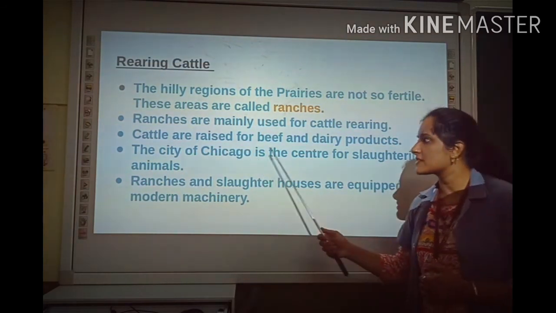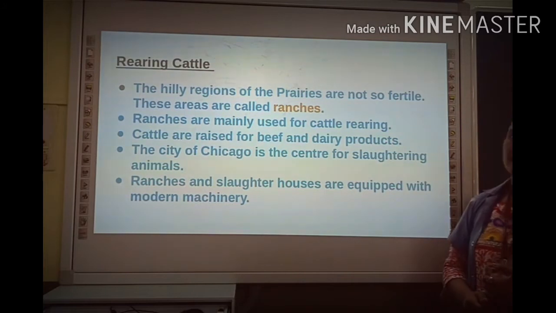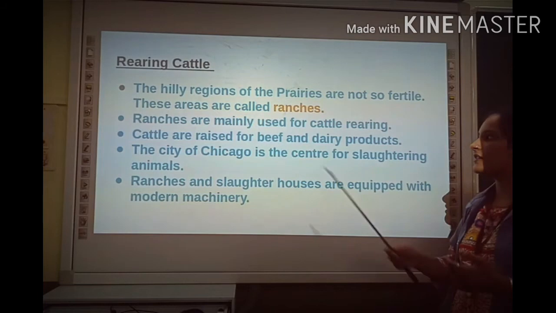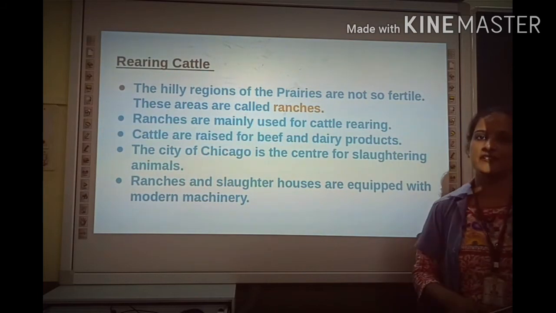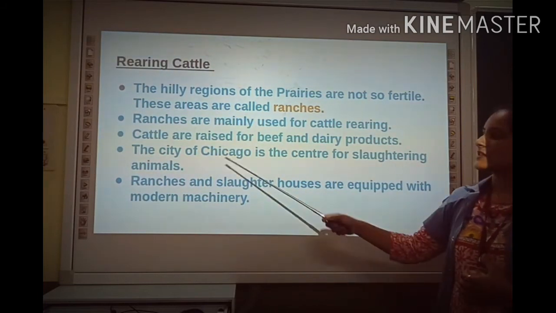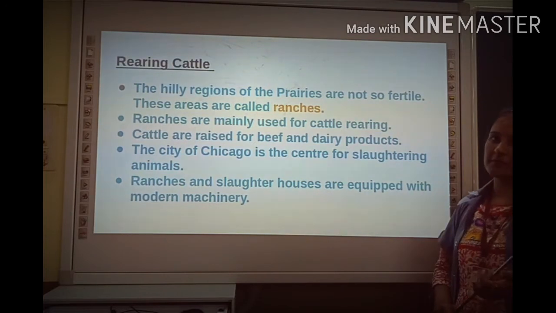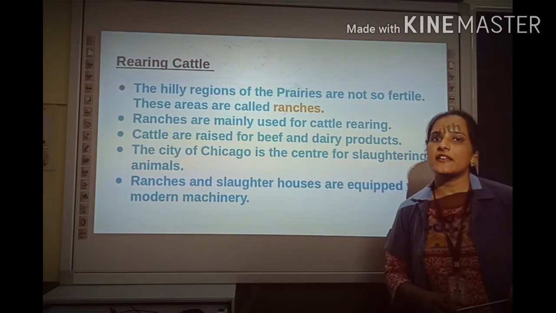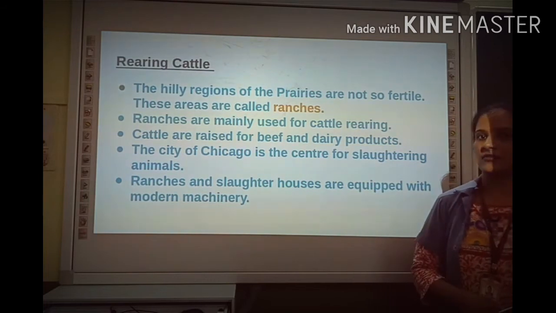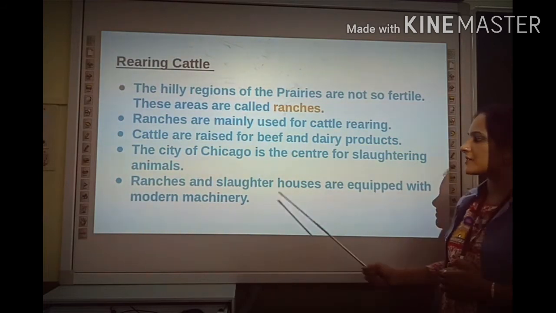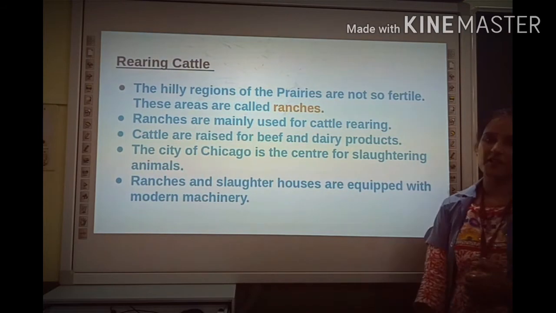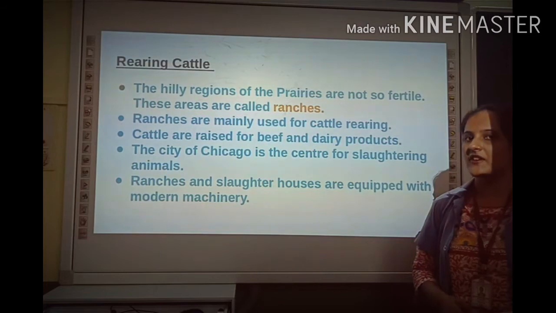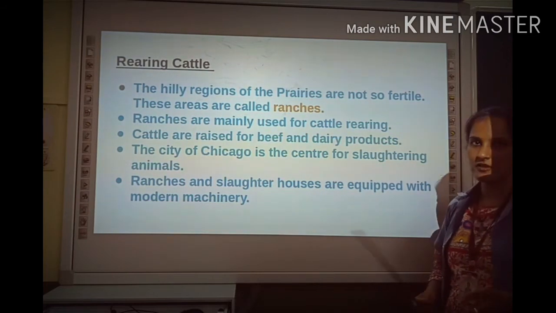Cattle are raised for beef and dairy products. Why do they herd the cattle? They rear the cattle for the beef and the dairy products they give us. The city of Chicago is a center for slaughtering animals. A slaughterhouse is the place where animals are cut up. Ranches and slaughterhouses are equipped with modern machinery, so the beef is processed with the help of modern machineries.